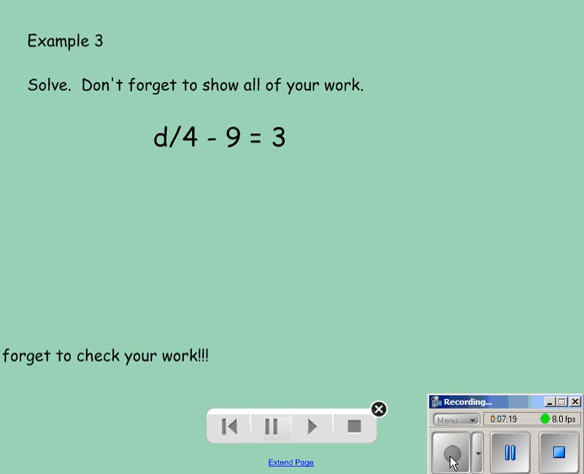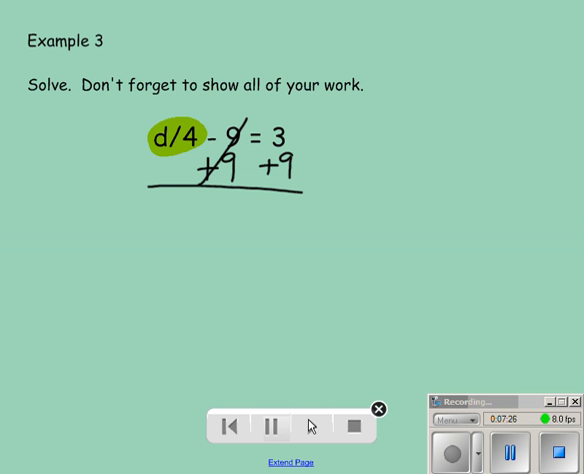Remember, what you do to one side, you have to do to both sides. So there's our variable. Our variable is connected to the 4 through division. Going to add 9 to both sides. So we have d divided by 4 equals 12. Okay? So our operation is divide. So what are we going to do to undo our division? I'm going to multiply, and what are we going to multiply both sides by?